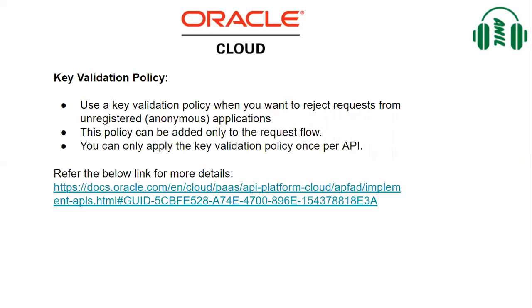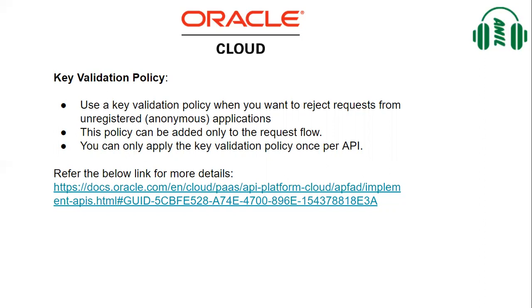Key validation policy. Use a key validation policy when you want to reject requests from unregistered, meaning anonymous, applications. This policy can be added only to the request flow. You can only apply the key validation policy once per API. If you want to know more details about this key validation policy, you can refer to this URL from Oracle documentation. I'll also place this URL in our video description. You can go through that.